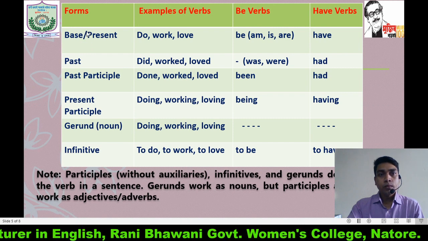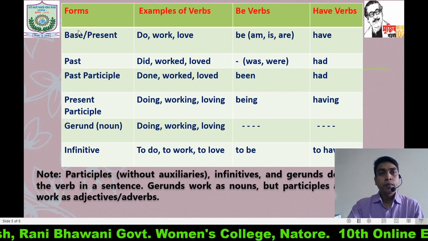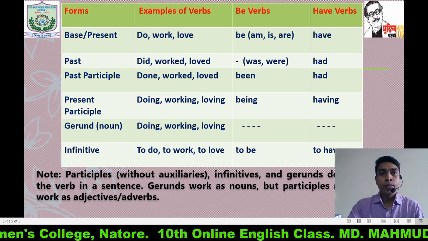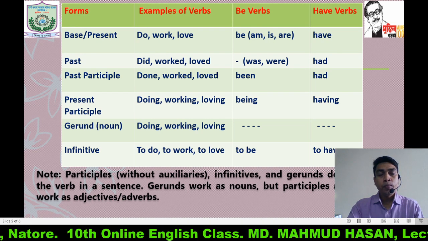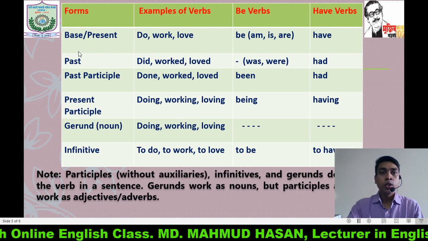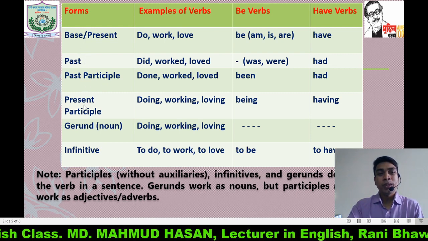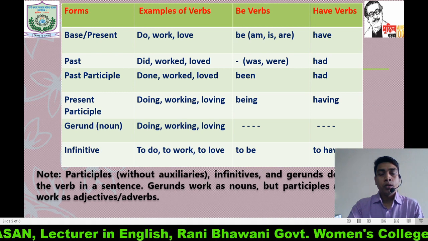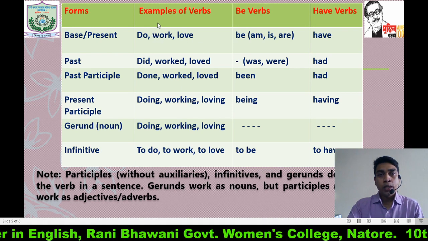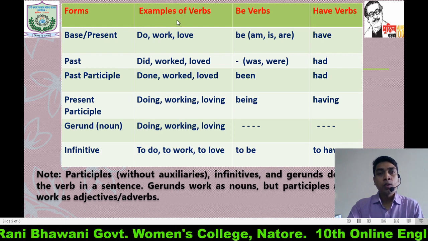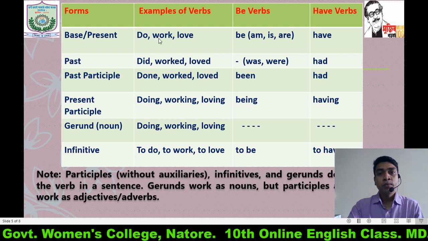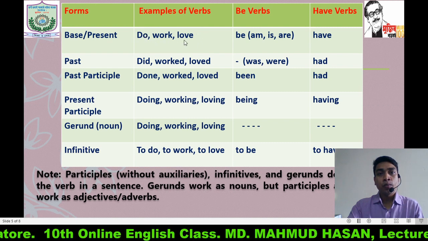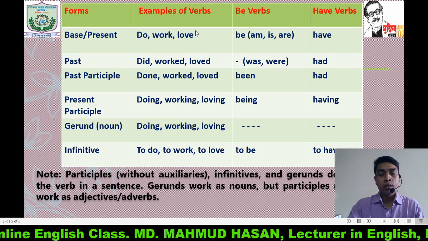Actually, in the first column we have shown the forms of verb. We have present form or the basic form of verb. We have past form, past participle form, present participle form, gerundial form, infinitive form. In the example, this will make you clear. Do is a verb, work is a verb, love is another example of verb. These are the present form or the basic structure of verb.